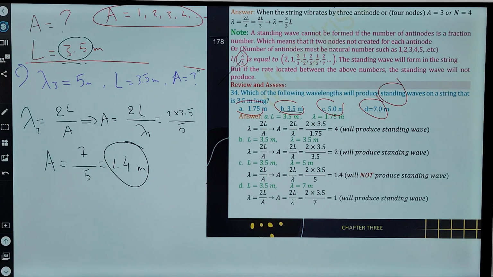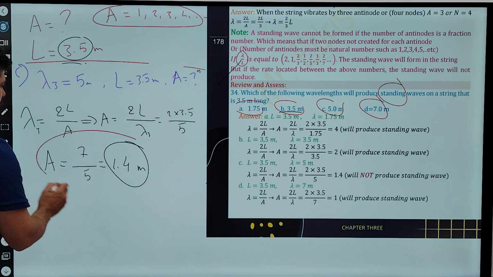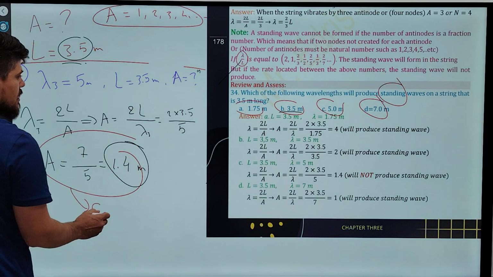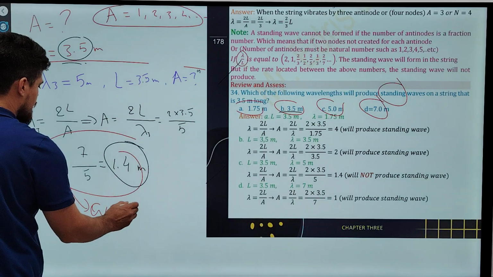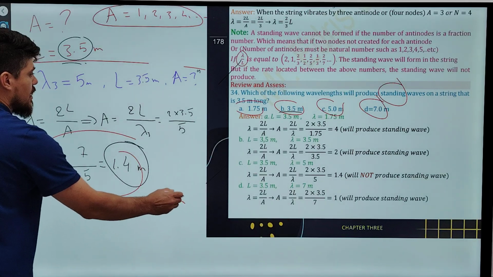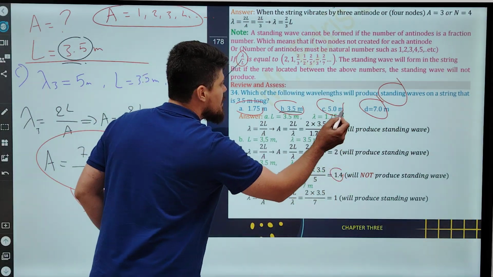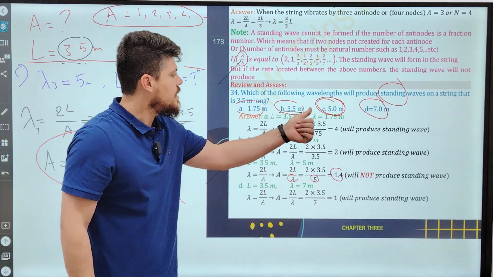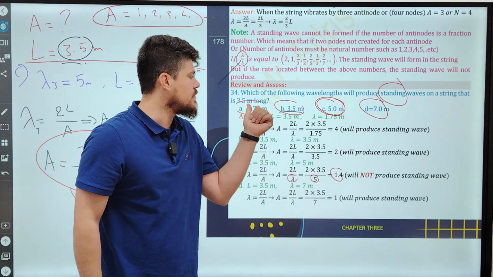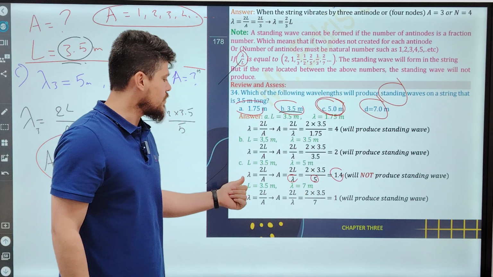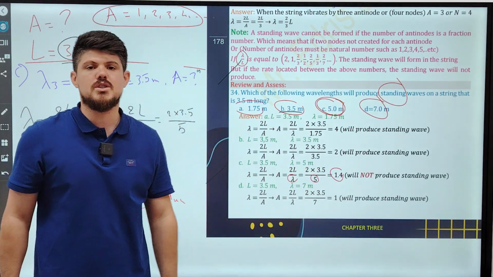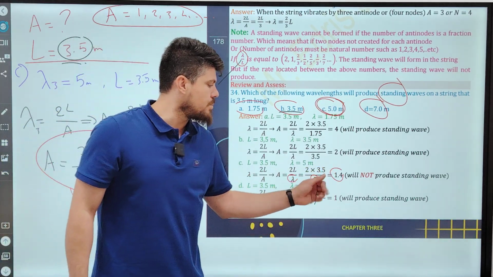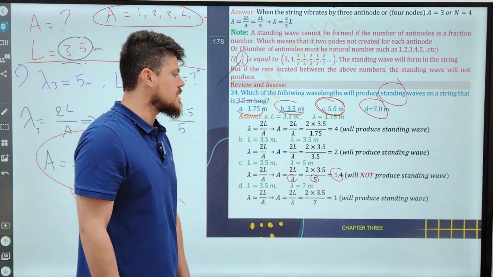Is this antinode integer number? No, this is not integer. So that is why this wavelength will not produce standing wave. When wavelength is equal to 5 meter, does this wavelength produce the standing wave with the length of the string? No. Why? Because the result of the antinode is not integer number. Okay? Because it is 1.4. 1.4 cannot produce the standing wave.